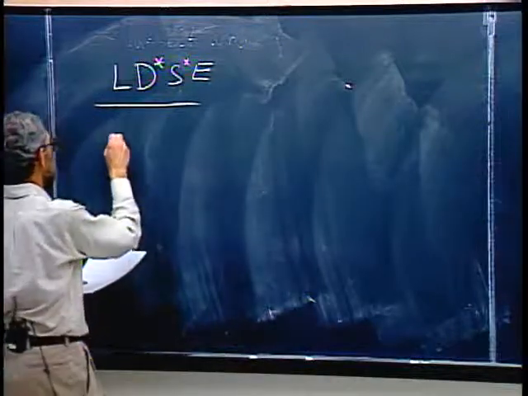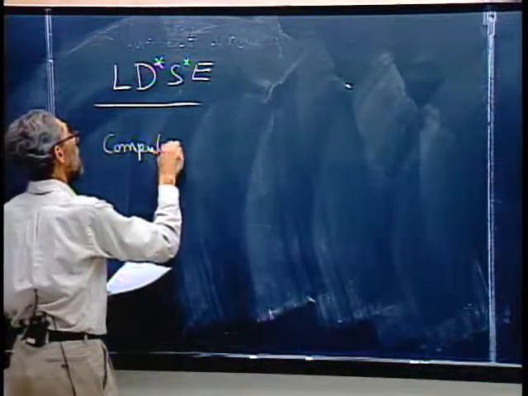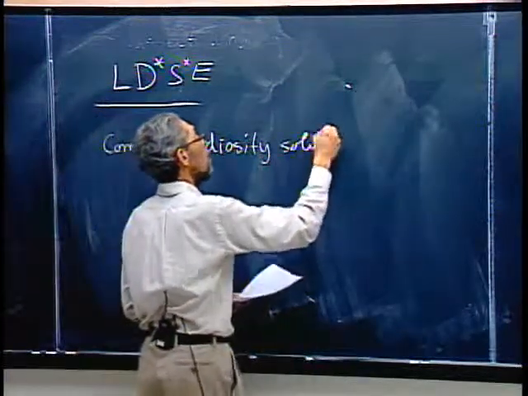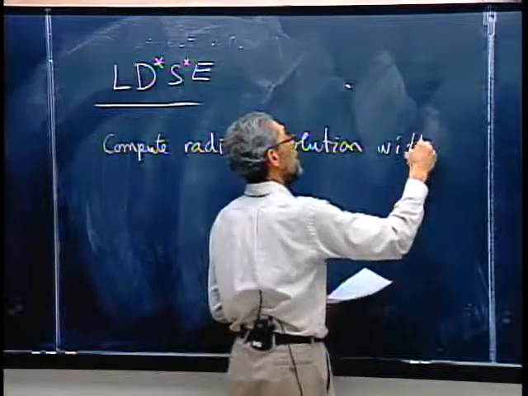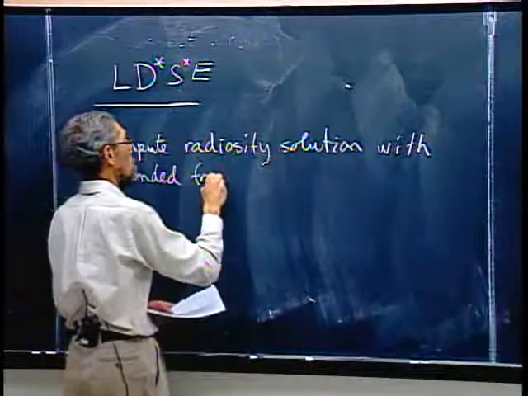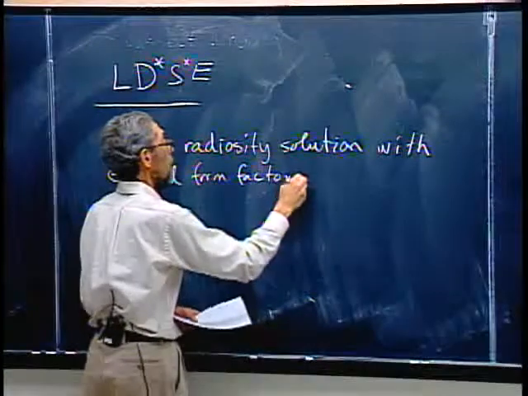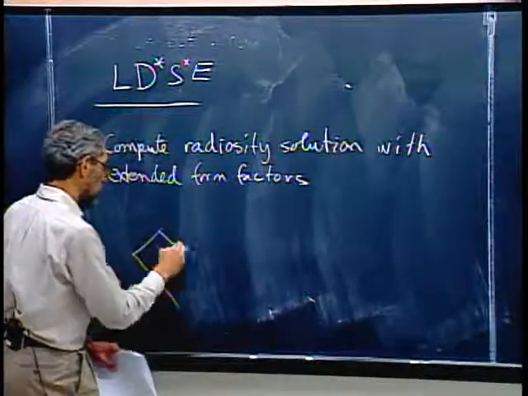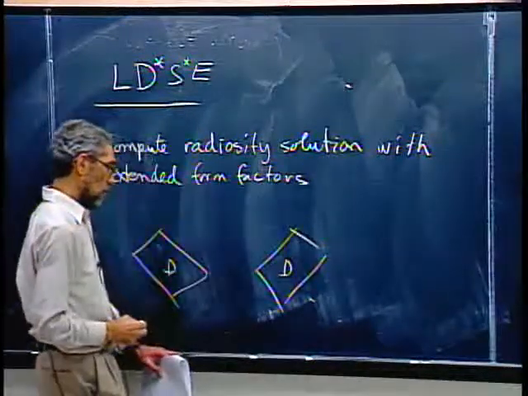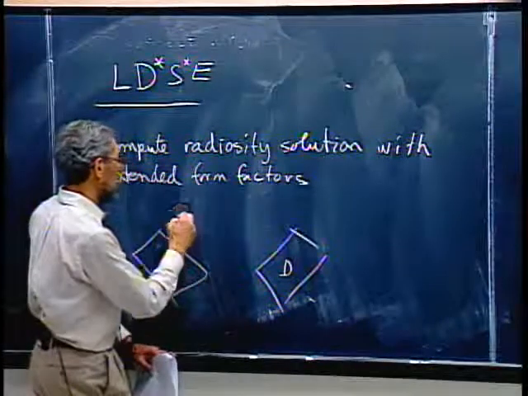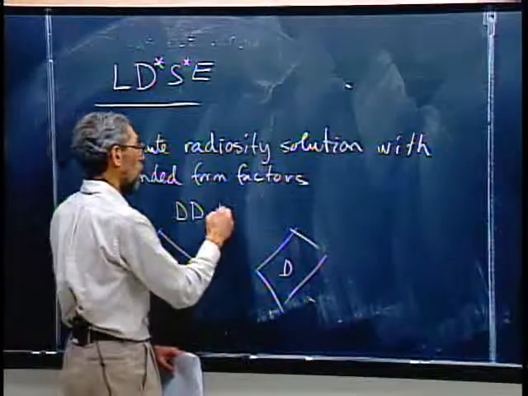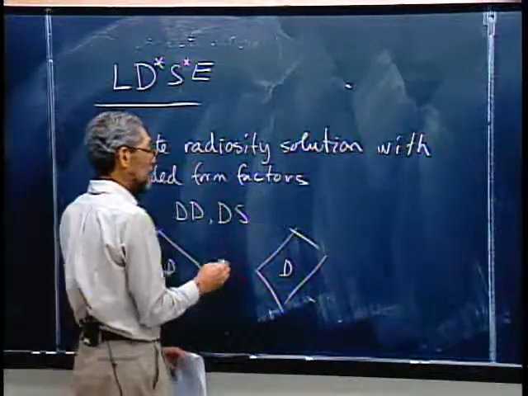So what they did is they compute a radiosity solution with what they call extended form factors. And the idea is if you have one diffuse surface here and another diffuse surface here, what they want to get is all the paths between them that is either just directly between those two diffuse surfaces or reflected off a specular surface.